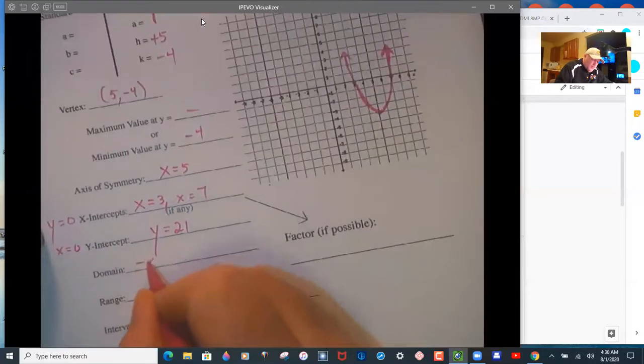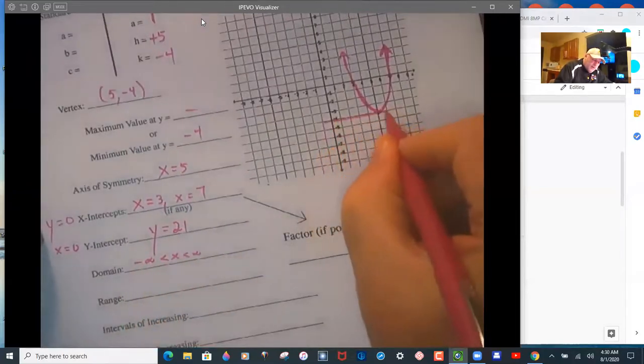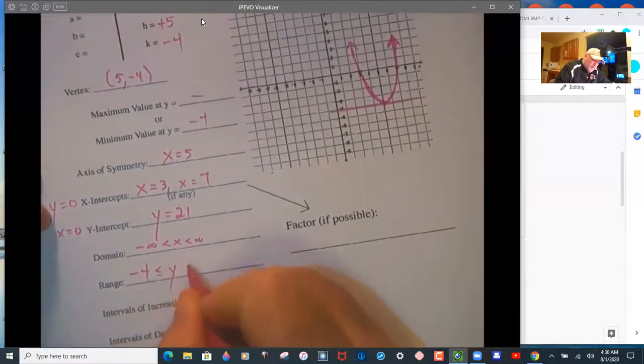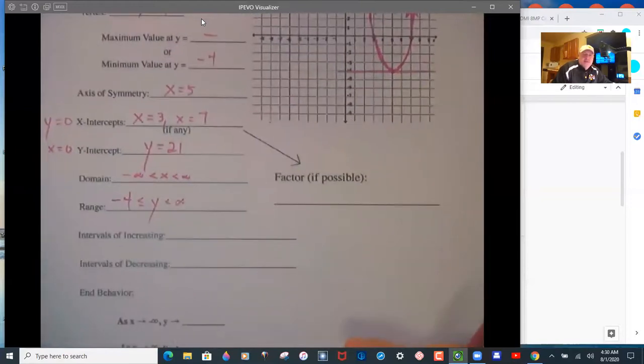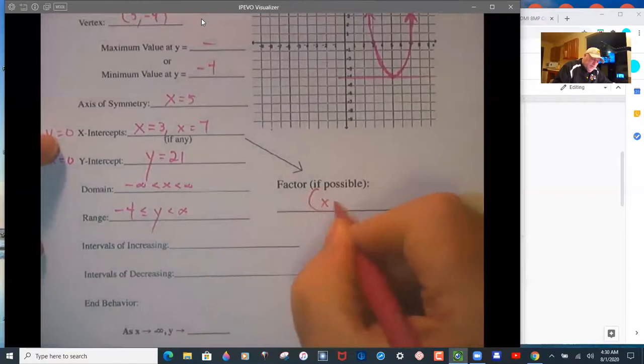Domain, all reals. Range, it looks like the bottom side of the box here. We can put that in. That's -4, so that's the left-hand part of this compound inequality. Factor if possible. It is possible.